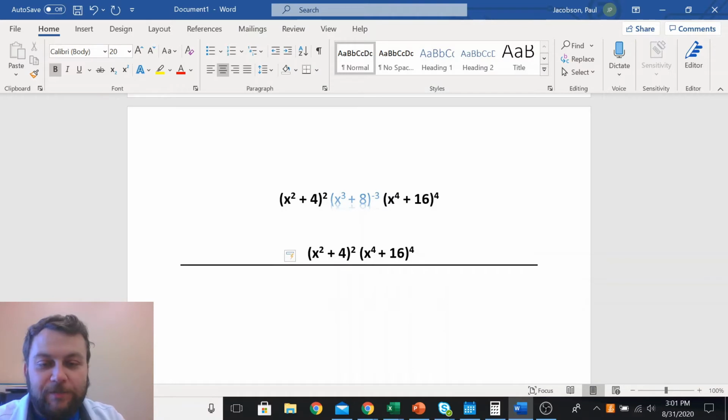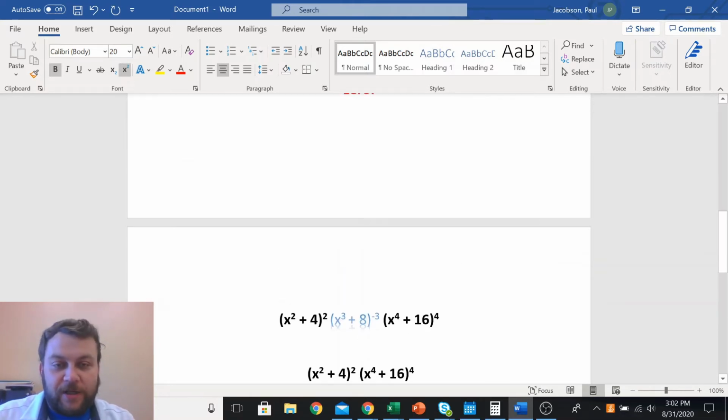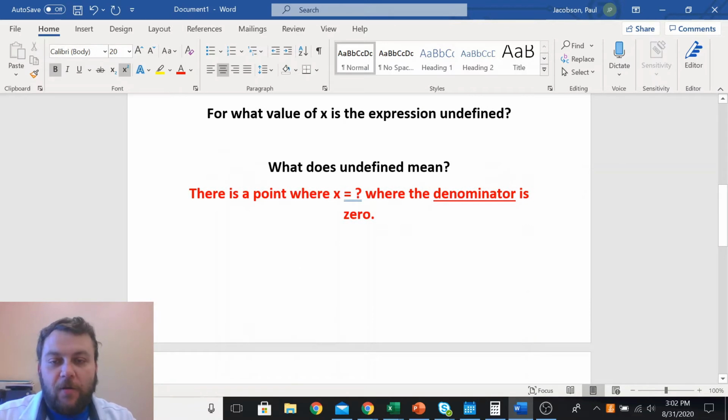Anyways, what is below this? That'll do for now. What is below this is x to the 3rd plus 8, and all of that to the 3rd. So that denominator is 0, where it's undefined is 0. That's what we're looking for.